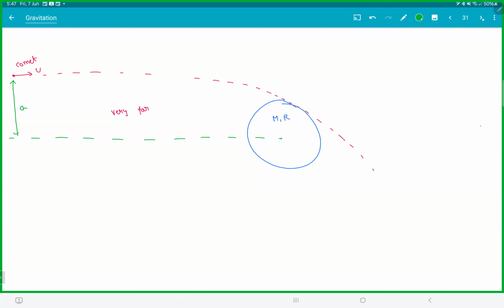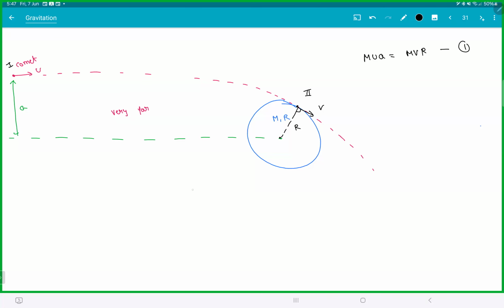This is your state 1. This is your state 2. Velocity is v. Conservation of angular momentum. Remember, angular momentum is mv times r perpendicular. So perpendicular distance is a. mu a is equal to mv r. R is the perpendicular distance here. You don't care about the actual distance. What you care about is only the perpendicular distance. So this is conservation of angular momentum.